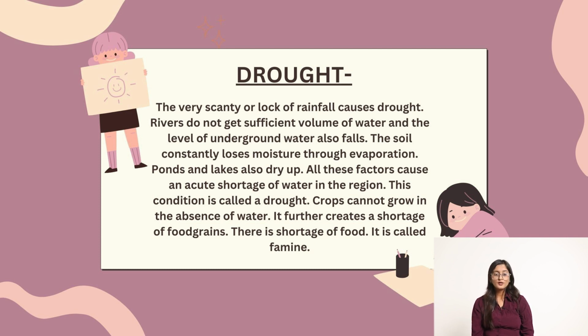Crops cannot grow in the absence of water. It further creates a shortage of food grains. When there is a shortage of food grains, it is called famine.